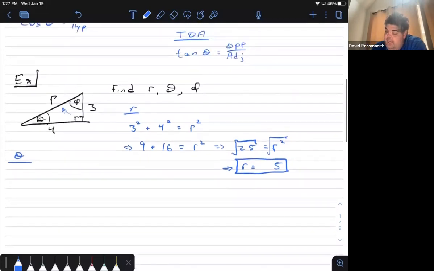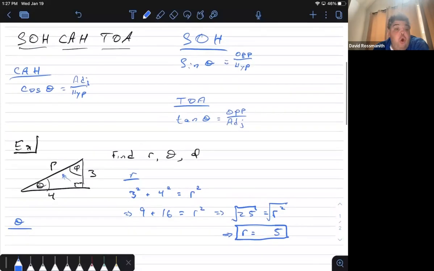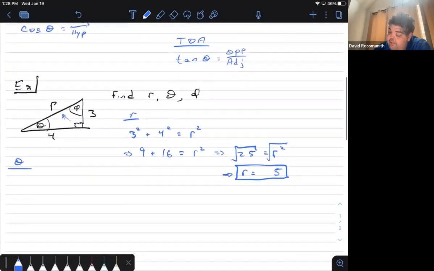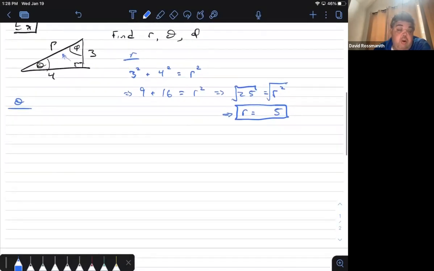Well, in order to calculate the angle, the relationships I know that have angles in it is SOH CAH TOA. So I have to choose one of the 3, sine, cosine, or tangent here, to use to calculate theta. Which do I use? It depends what I know. If I want to use sine, then I need the opposite side and I need the hypotenuse. If I want to use cosine, I need the adjacent side and the hypotenuse. If I want to use tangent, opposite and adjacent. Now here I know all 3. I know the 3, I know the 4, and I just calculated the hypotenuse, the 5. So now I know all 3 sides. So it doesn't matter which I use.